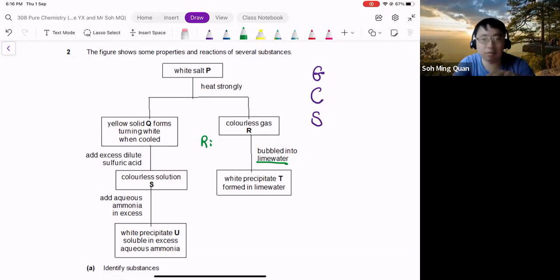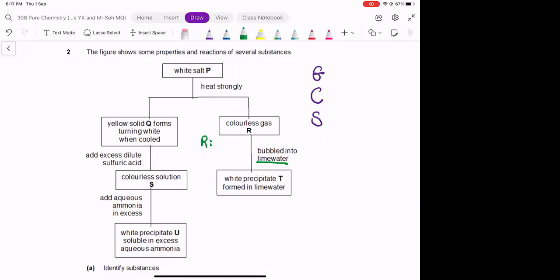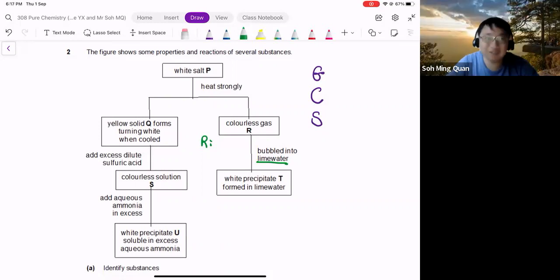Lucas is here, right? Thought I saw him just now. Lucas, are you there? Yeah. Okay, so what is gas R? It's bubbled into lime water. Lime water. It's a keyword you link with what gas?